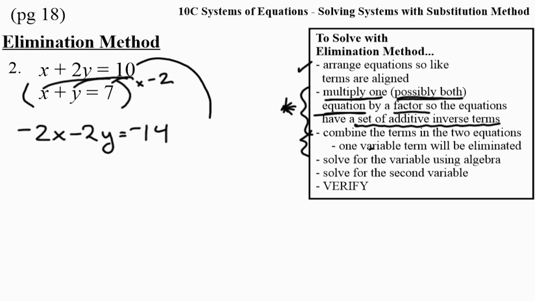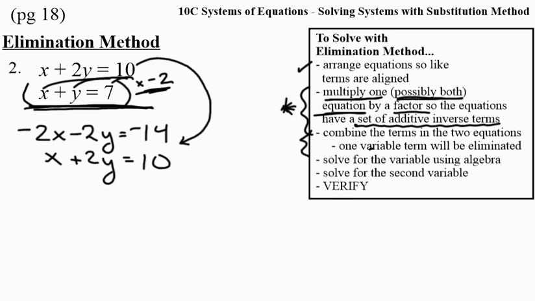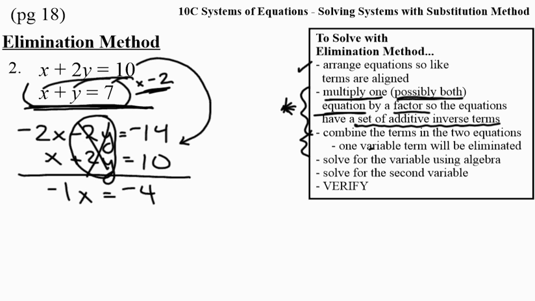First equation I'm not doing anything to. I'm just going to bring it down and line it up just so I can see the two of them together. But this time, if I multiply the second equation by -2, there's additive inverse. Our y's can cancel out here. -2y, +2y. Those would cancel out, and I would be left with -1x equal to -4. Divide both sides by -1, x equals 4.